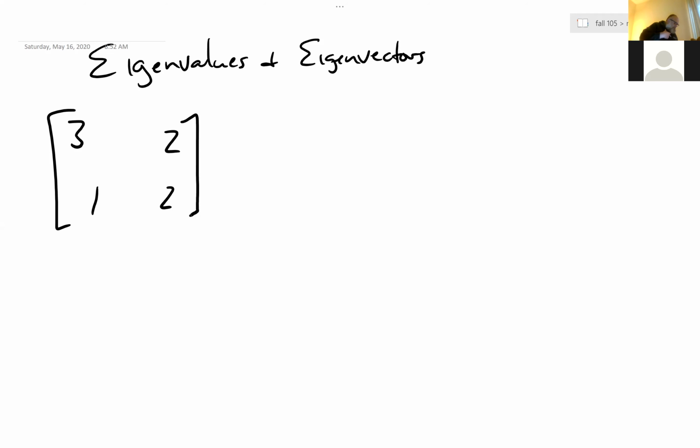From there, though, I want to be able to do a little application with it. So AX, that is, A is a matrix times a vector X, is equal to lambda times the same vector X. When you have that, this guy right here, lambda, is the eigenvalue. And so when we look at these, we're going to be solving for this guy.